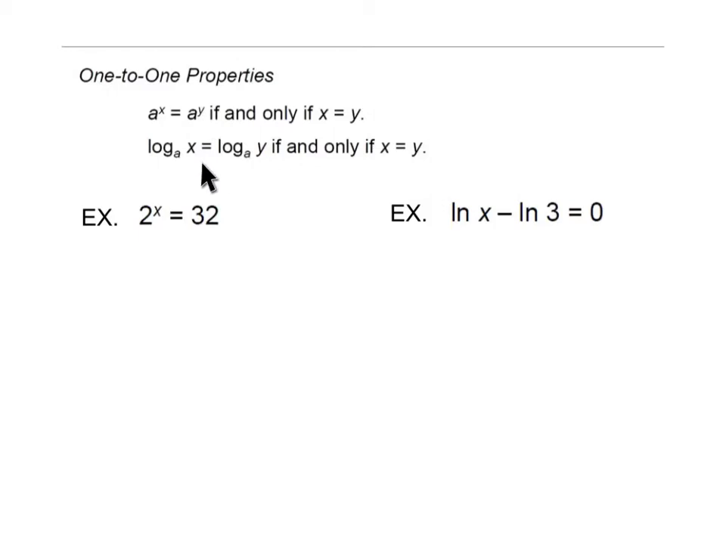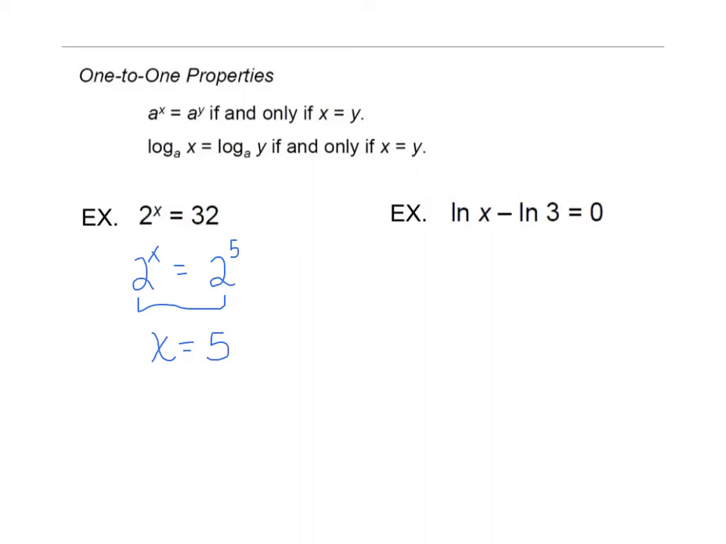You can do that with logarithms as well. Notice that the bases have to be the same. So if you're taking log to the same base, then x and y have to be the same amount. All right, so some examples here. 2 to the x equals 32. 32 is 2 to the fifth power. Because they have the same base, they are one-to-one, and so x equals 5.